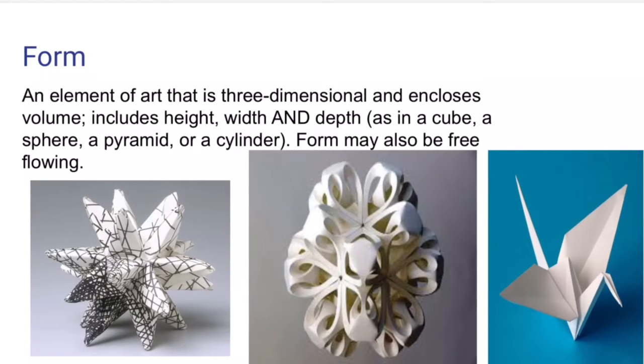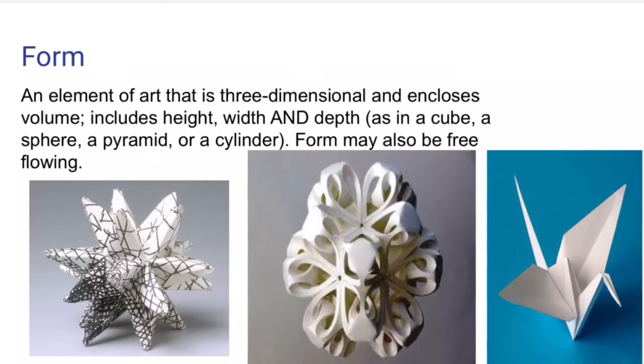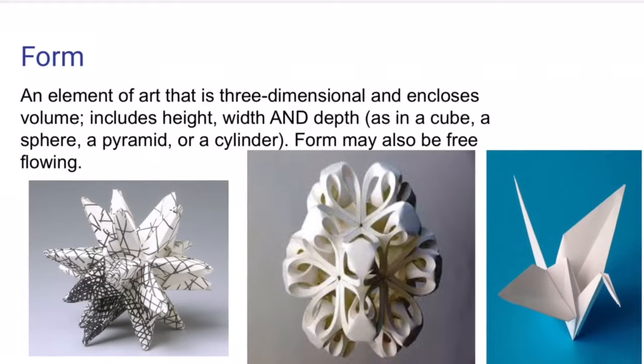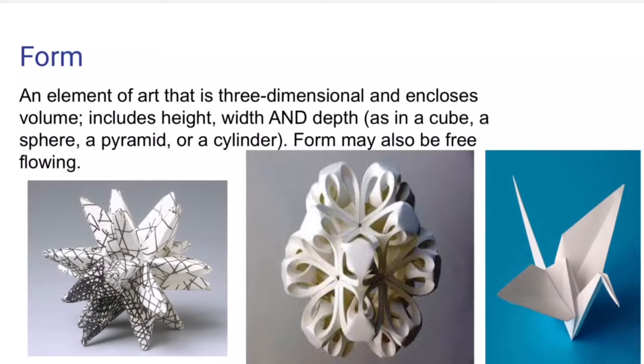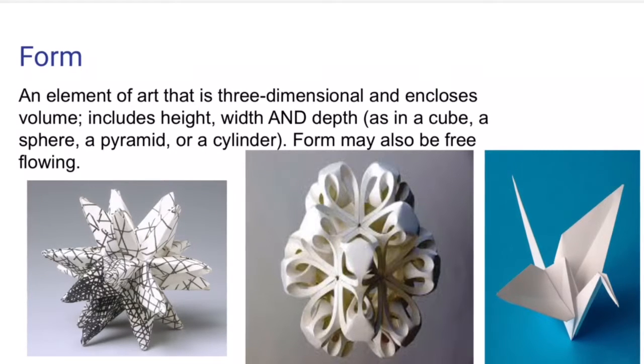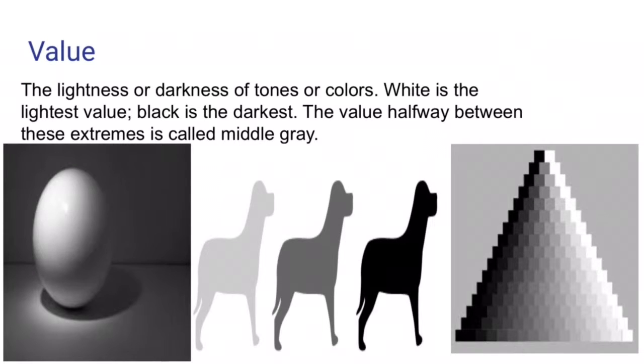Form: an element of art that is three-dimensional and encloses volume, includes height, width, and depth, as in a cube, a sphere, a pyramid, or a cylinder. Form may also be free-flowing. Value: the lightness or darkness of tones or colors. White is the lightest value, black is the darkest value. The value halfway between these extremes is called middle gray.